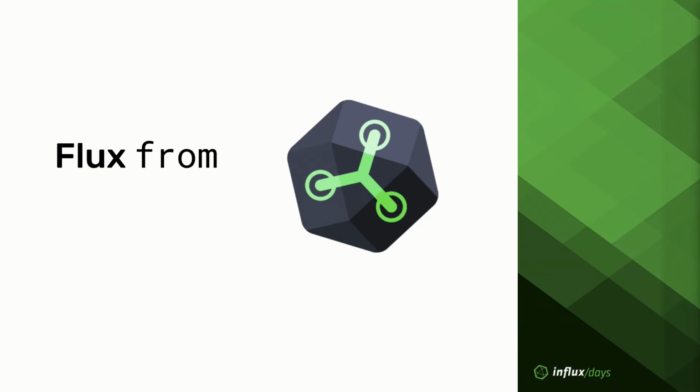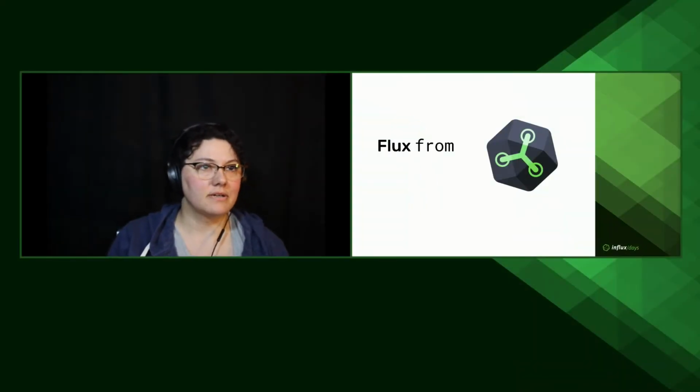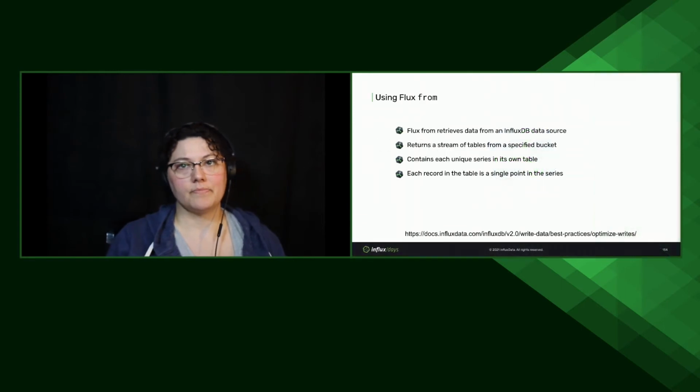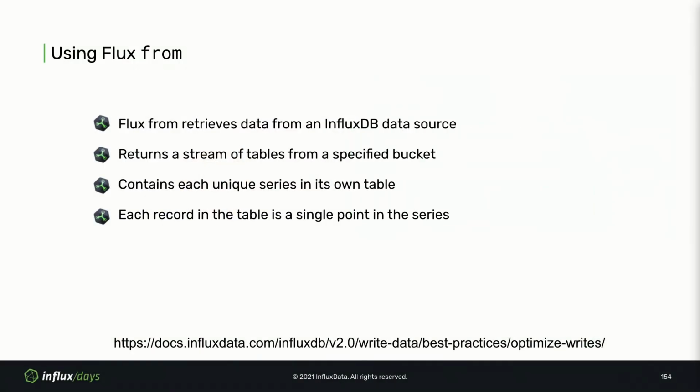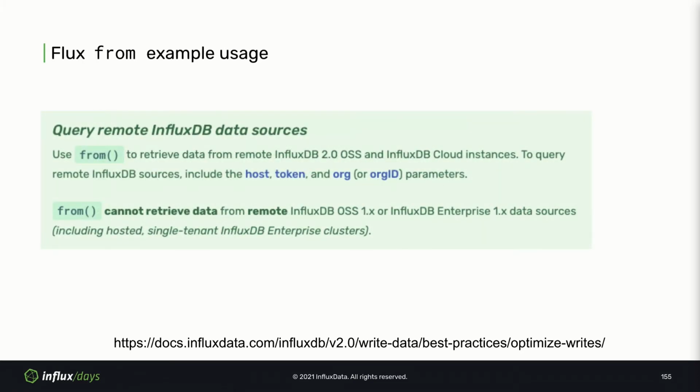Once you have your data in a data bucket, you can work with that data using the Flux from function. Next slide, please. Flux from retrieves data from an InfluxDB data source, and it returns a stream of tables from that specified bucket. Each unique series is contained in its own table, and each record in the table is a single point in the series. Next slide, please.